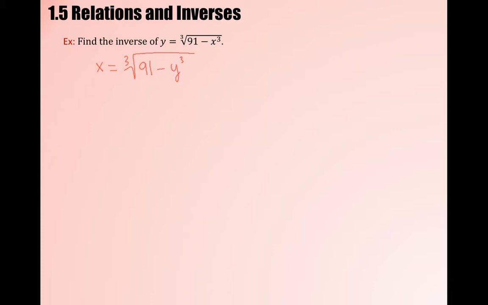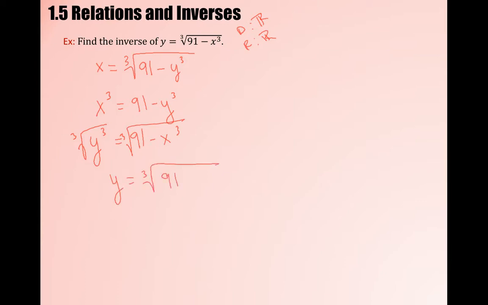It's a cube root function, so if I wanted to find the domain and range to begin with, it was just all real numbers. Okay, so I'm going to cube both sides. x cubed equals 91 minus y cubed. I'm going to add y cubed and subtract x cubed, and then take the cube root. So I get y equals the cube root of 91 minus x. Wait a minute. That was what we started with.